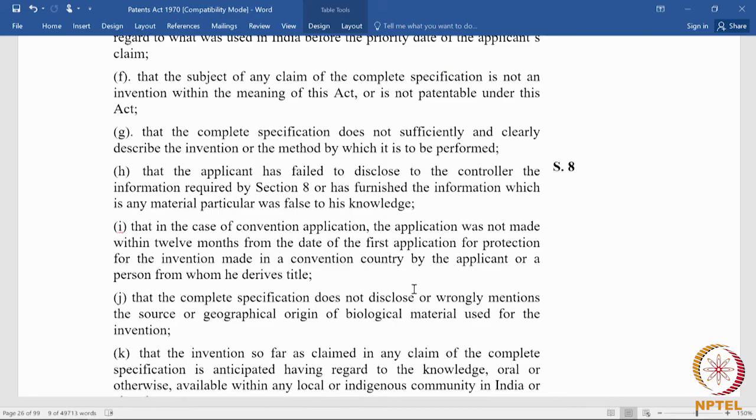G, that the complete specification does not sufficiently and clearly describe the invention or the method by which it is to be performed. Now, this is an objection that goes to the way in which the patent is drafted. So, this objection is an objection that was not satisfied. We will call it an internal objection.